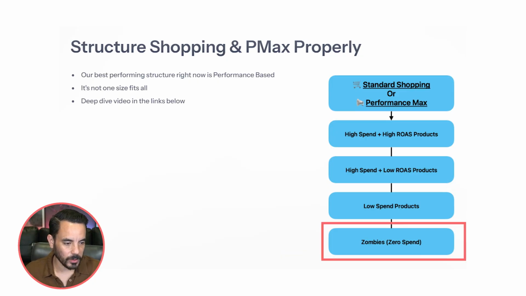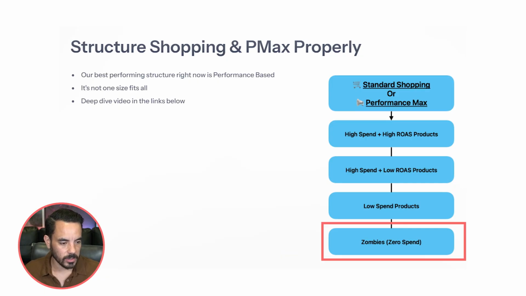And then we've got what we call the zombies campaign. So these are zero spend products, and this happens on a lot of e-commerce stores. If you've got a lot of products, like more than 100, if you've got thousands of products, if you look through your actual campaign performance at the product level, you're probably going to see hundreds, if not thousands of products where they just don't spend at all, right?